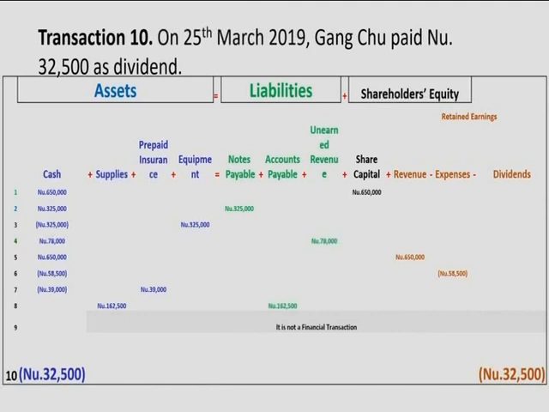However, later on this has to be deducted from the revenue. See, on the asset side you have a decrease in cash by 32,500, and on the equity side you have a decrease in retained earnings by 32,500. Again, the accounting equation tallies.